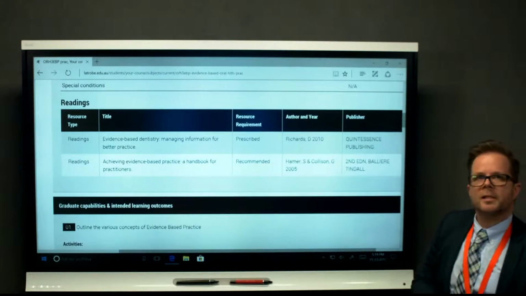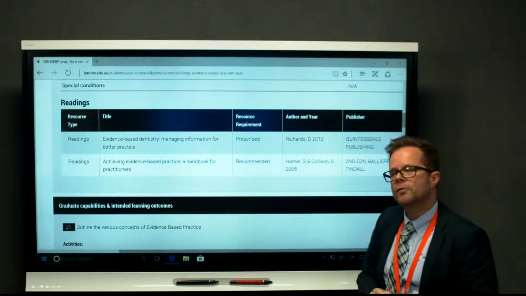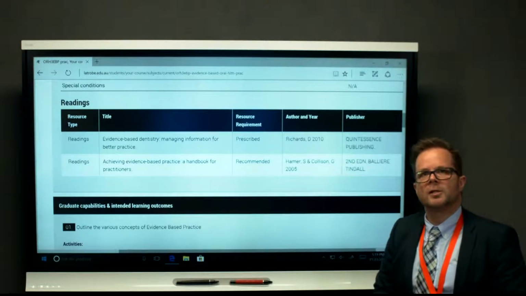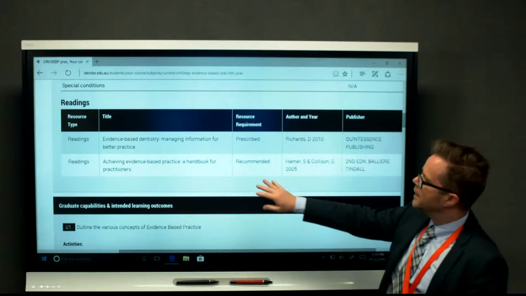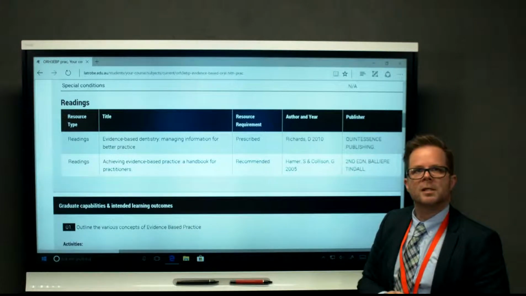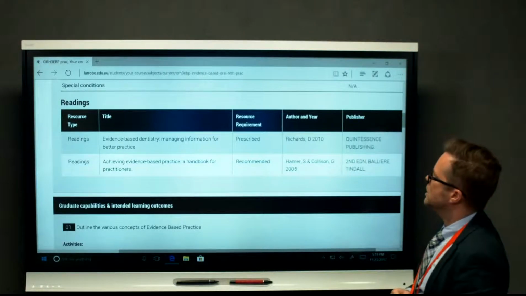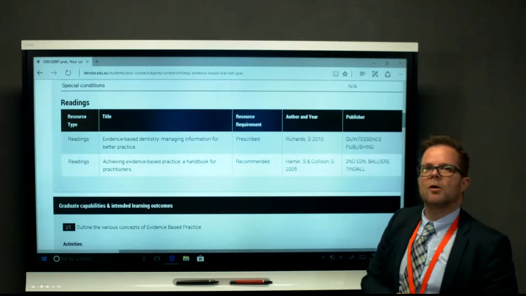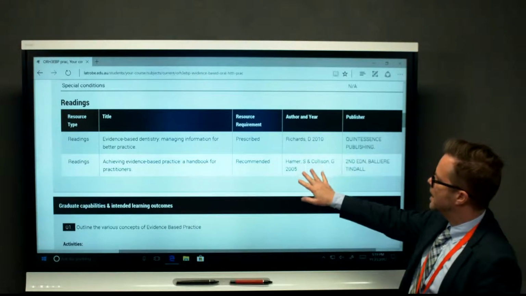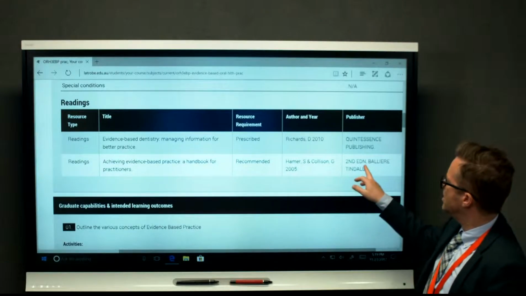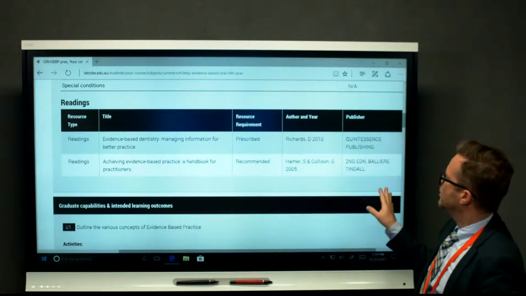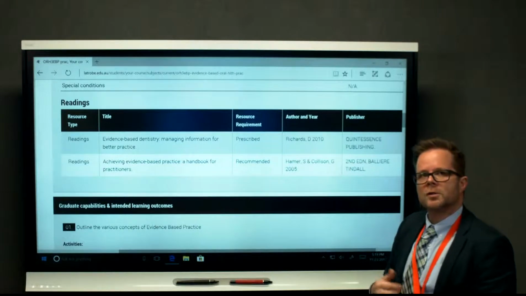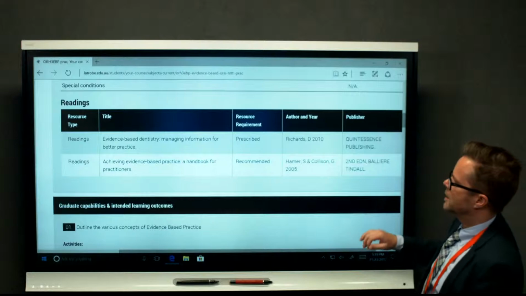There are two readings that I've suggested might be helpful for this subject. The first is Evidence-Based Dentistry, Managing Information for Better Practice, and the second is Achieving Evidence-Based Practice, a handbook for practitioners. The first one is more recent, and that's prescribed. The second one is getting a little bit long in the tooth. Now there might be a third edition, I think, but both are available in the library or online, so you should use those as a reference for this subject.